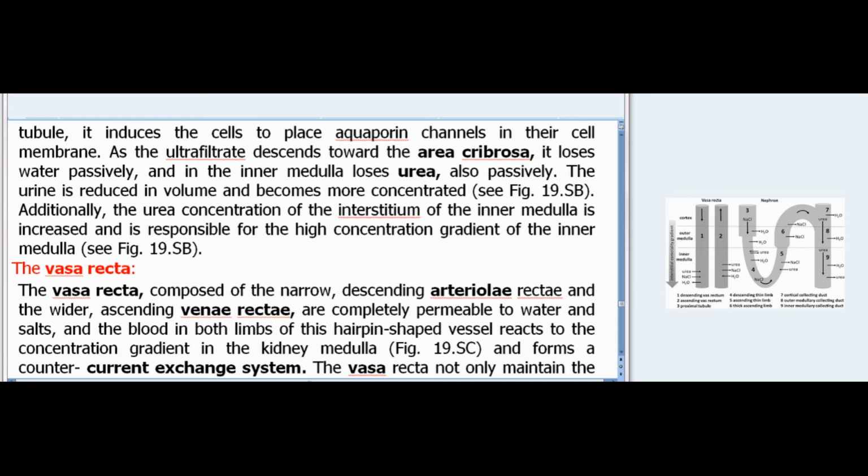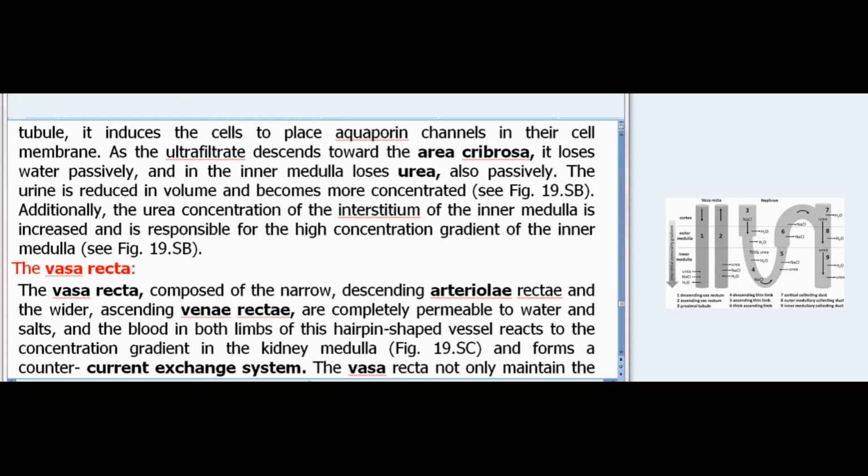Additionally, the urea concentration of the interstitium of the inner medulla is increased and is responsible for the high concentration gradient of the inner medulla, see Fig 19.5b. The vasa recta, composed of the narrow, descending arteriolae rectae and the wider, ascending venae rectae, are completely permeable to water and salts, and the blood in both limbs of this hairpin-shaped vessel reacts to the concentration gradient in the kidney medulla, Fig 19.5c, and forms a counter-current exchange system.